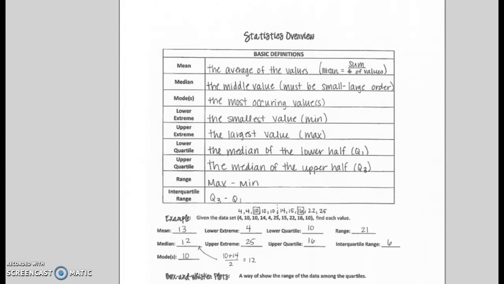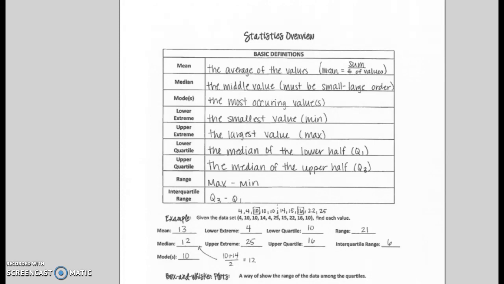And then your mode is the most occurring. This one could be in the middle, but it could also be kind of not really in the center of our data. So we have to be aware of that. The mode is probably one of those that's going to vary from what we consider middle a lot more than the other two. All right, so then we've got our lower extreme.